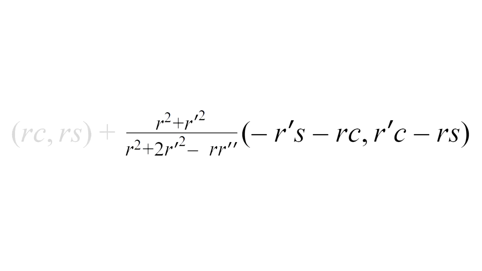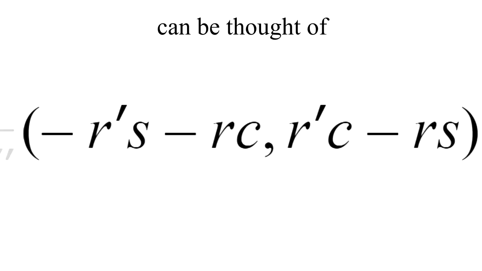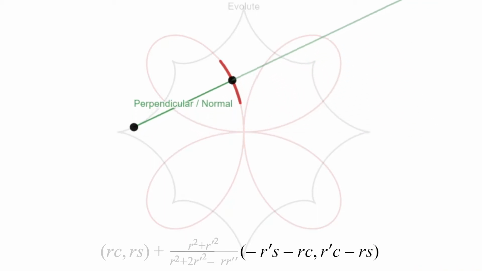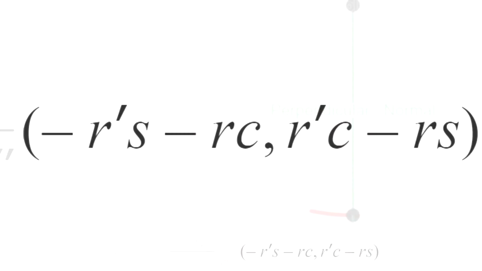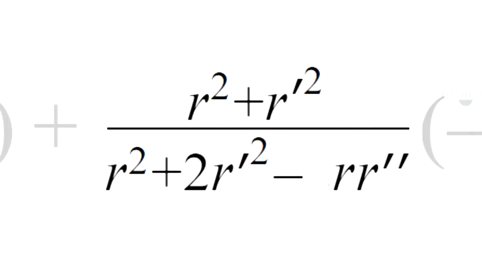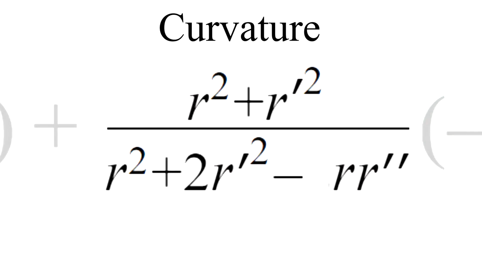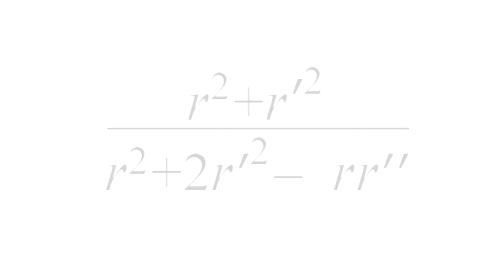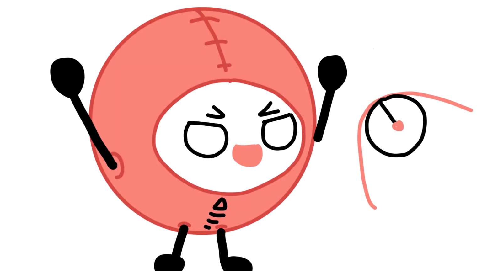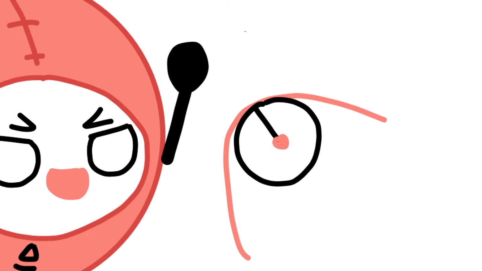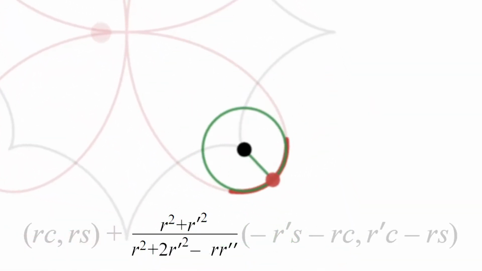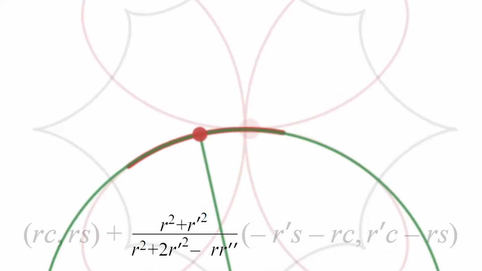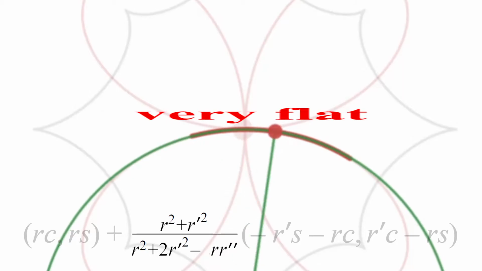And like before, this coordinate here can be thought of as a normal vector whose direction is always perpendicular to the polar curve. This normal vector is scaled by this huge factor, which represents the curvature of the polar curve, which is better understood by drawing the almighty oscillating circle. For instance, when the oscillating circle is small, the point it kisses is very curved, and if the circle is big, the point it kisses is very flat.